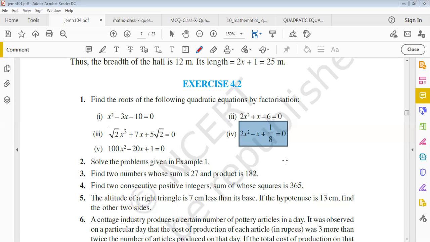Completed by Vaibhav, this question? Sir, 1 minute. Yes, please.